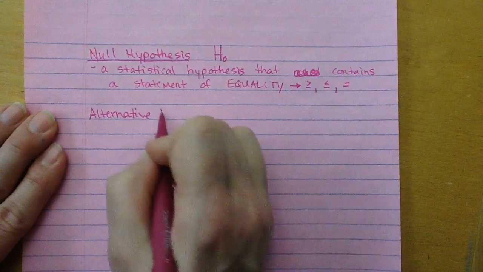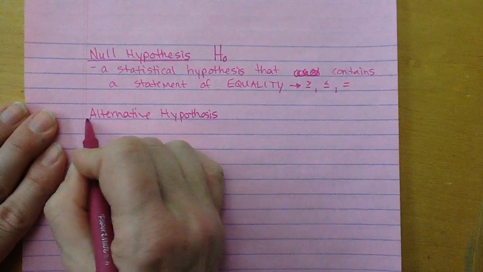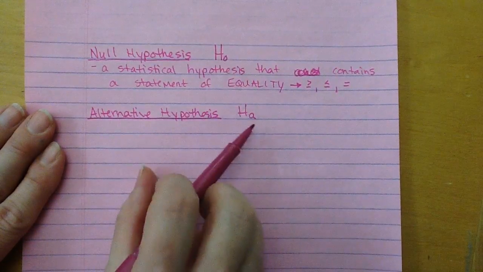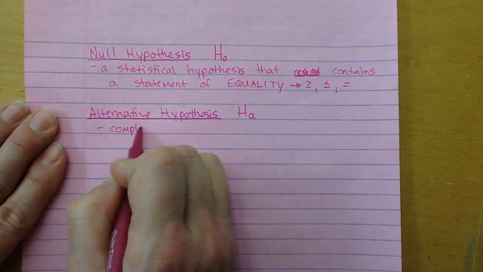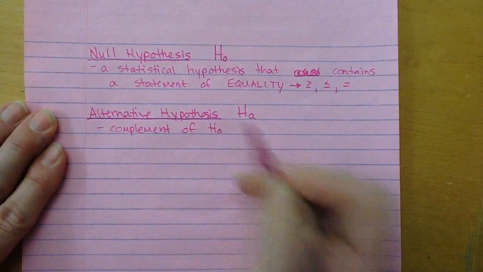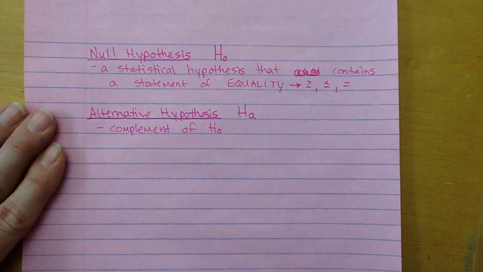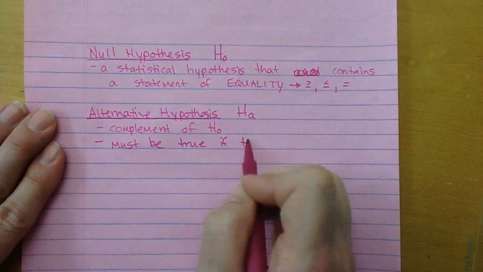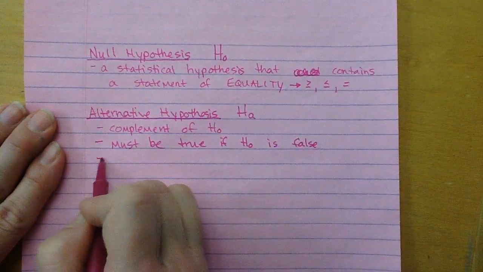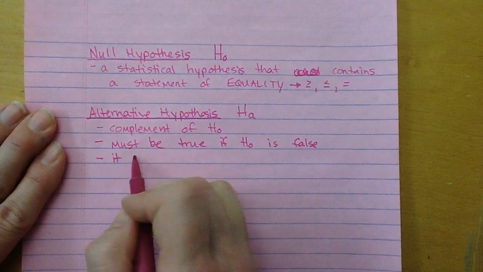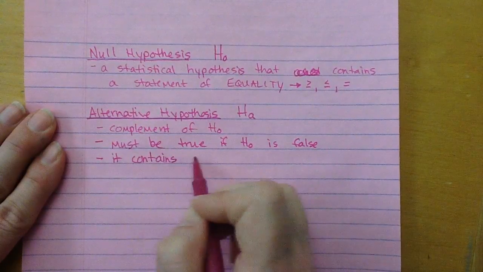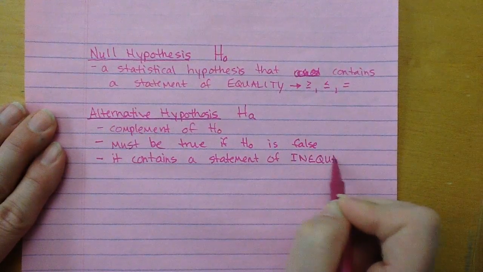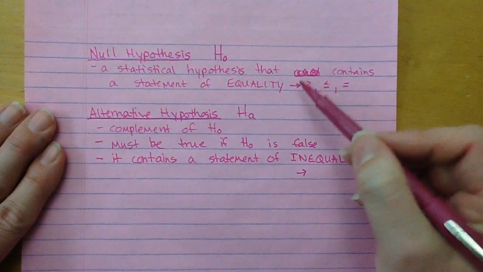The alternative hypothesis is H sub A. They're a little bit hard to tell apart, so make sure you get an O there and an A there. It's the complement of the null hypothesis. So whatever the null hypothesis is, the alternative hypothesis is everything else. The alternative hypothesis must be true if the null hypothesis is false. And alternative hypotheses always contain a statement of inequality, consistent with the statements of equality here.